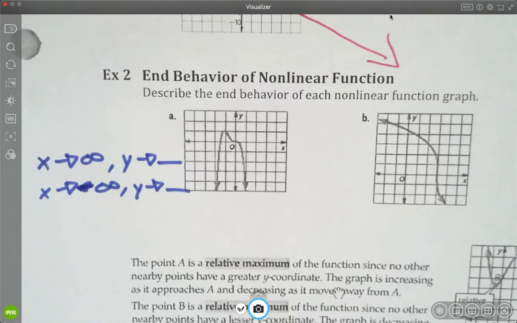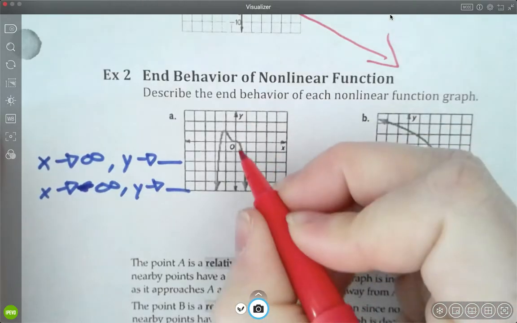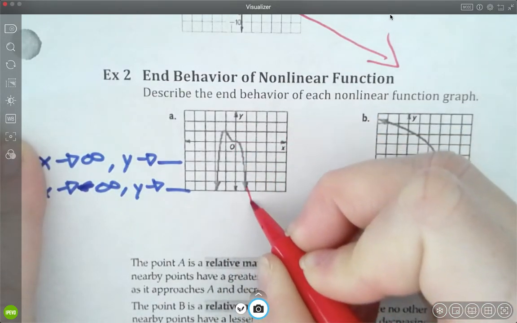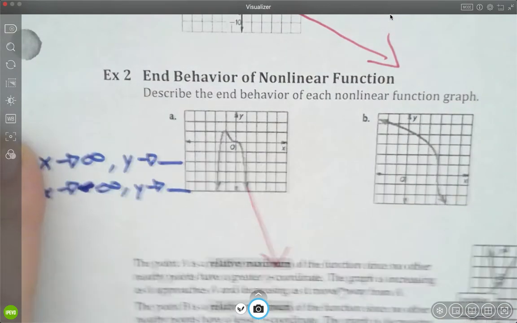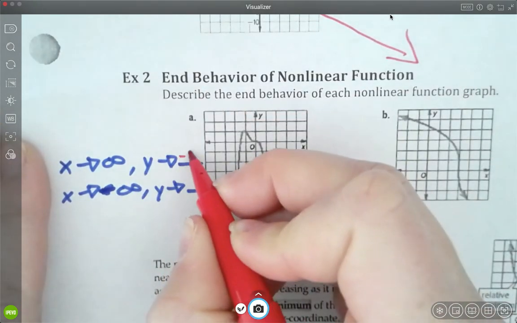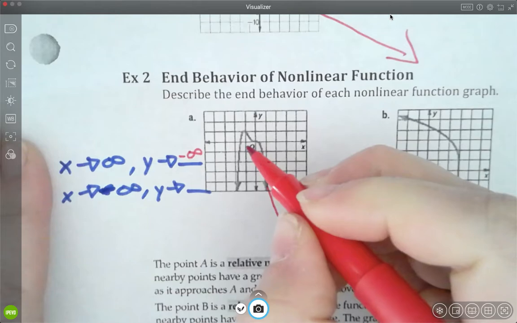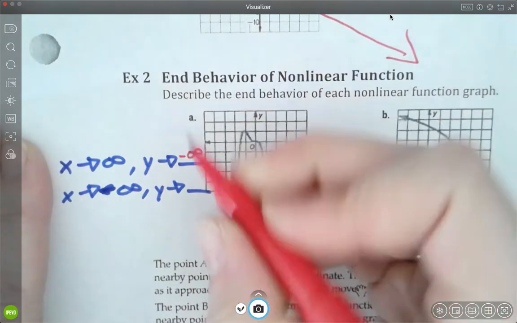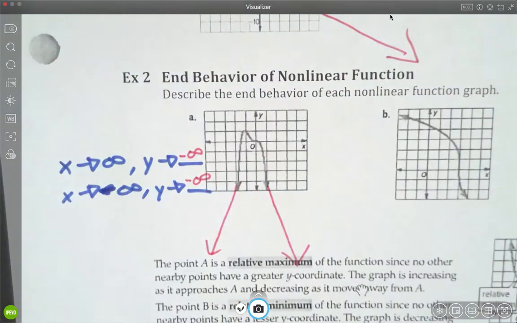Jason says it's negative infinity for both of them. So as my graph is progressing to the right side, going this direction along my graph, it is going down and down and down. It's going down, which means negative infinity. As I'm going to the left along this line right here, it is also going down, so also negative infinity. Does that make sense?